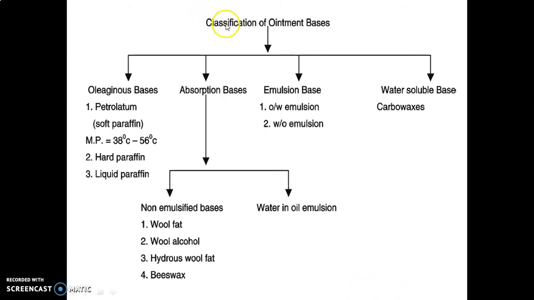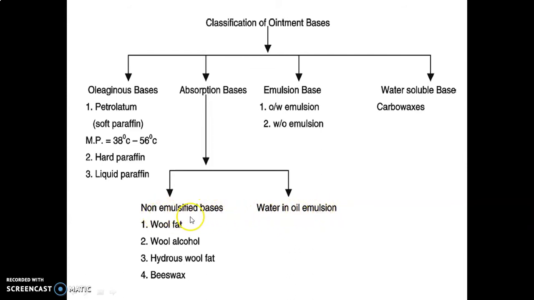Next we will discuss the classification of ointment bases. There are four main classes: oleaginous base, absorption base, emulsion base and water soluble base. In oleaginous bases, the first type is petrolatum, that is soft paraffin, which has a melting point of 38 to 56 degrees Celsius. Second is hard paraffin, and third is liquid paraffin. Absorption bases are classified into two types: non-emulsified bases, and water in oil emulsion, that is W/O emulsion, in which water is the internal phase while oil acts as the external phase.